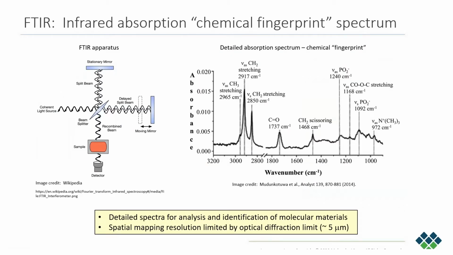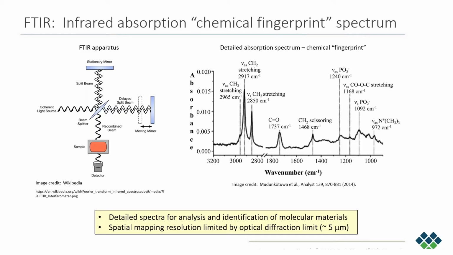In order to identify and get molecular information, a tool such as FTIR, where you can measure the infrared absorption of different bonds and get a chemical fingerprint, is quite widely used. However, because in this case the wavelength used is on the order of microns, the spatial mapping resolution is also limited to on the order of 5 microns.